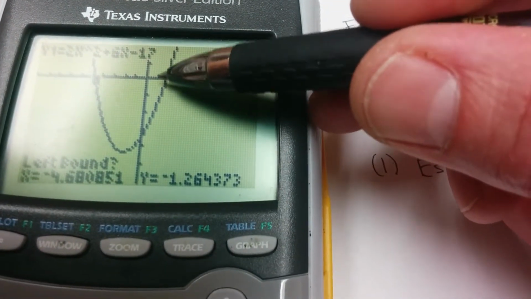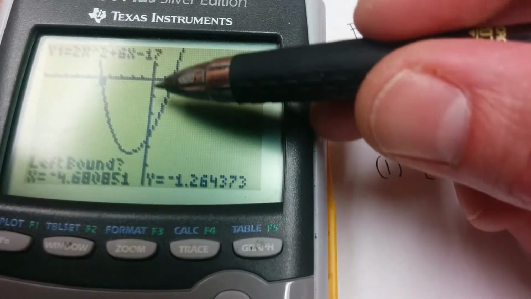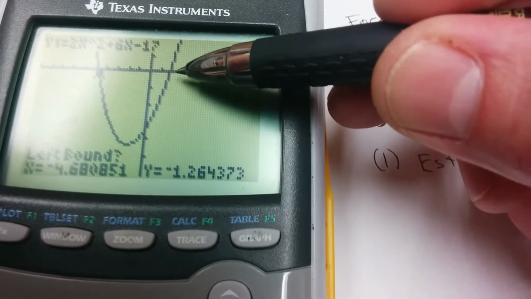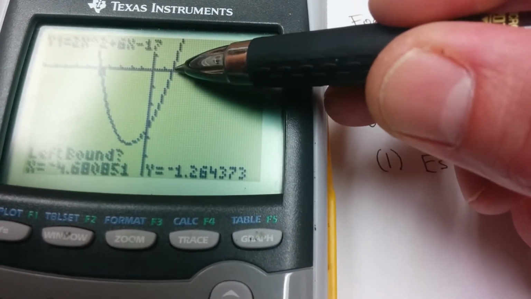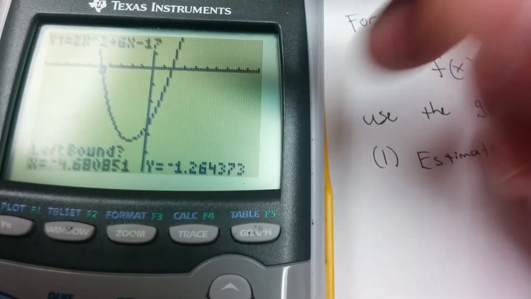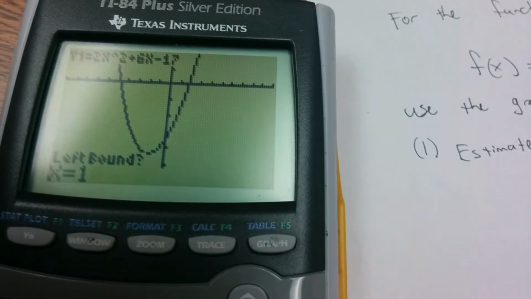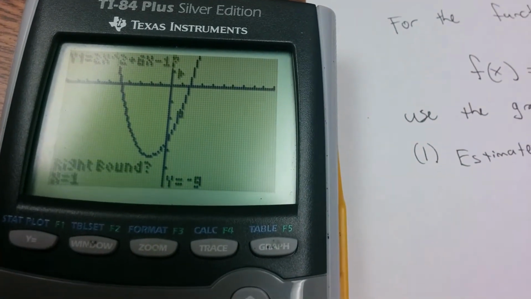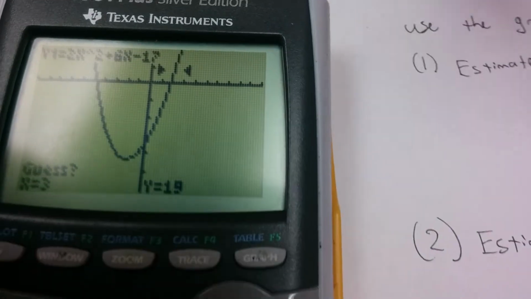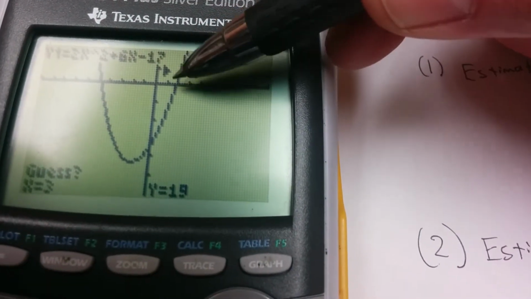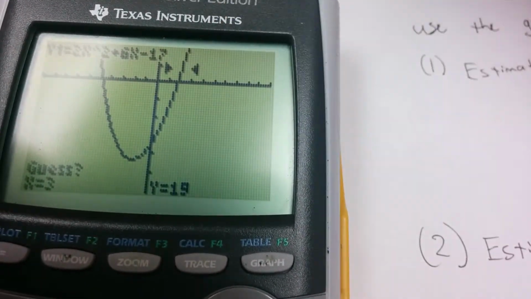Okay, and then now to find this one over here, we're going to basically do the same thing we just did, but I'm going to give it a left bound and a right bound that are appropriate for that 0. So if I had to take a guess here, I'd say it's around positive 2. So for a left bound, I'll give it 1. Okay, and a right bound, let's give it 3. Okay, and again, it puts these little arrows on the calculator to tell you it's going to look in here, okay, to find the 0.